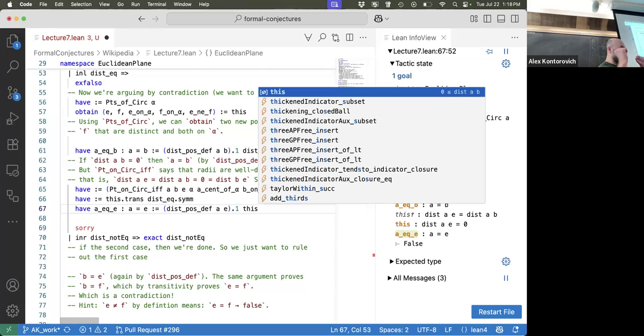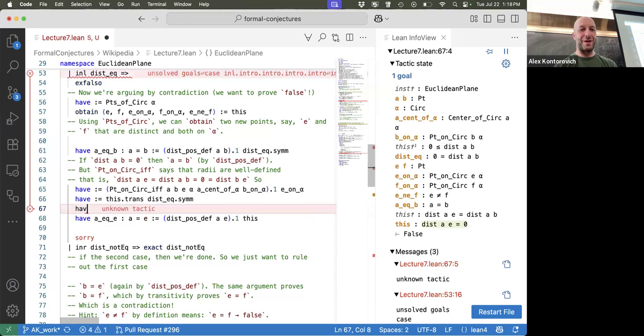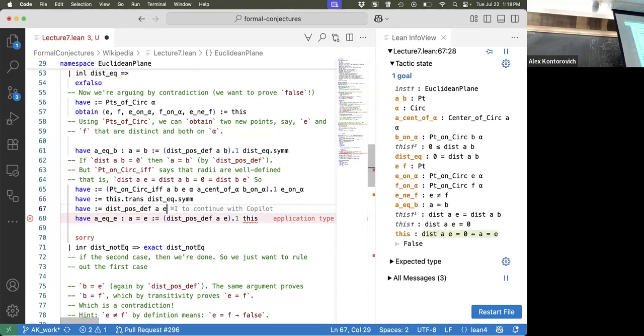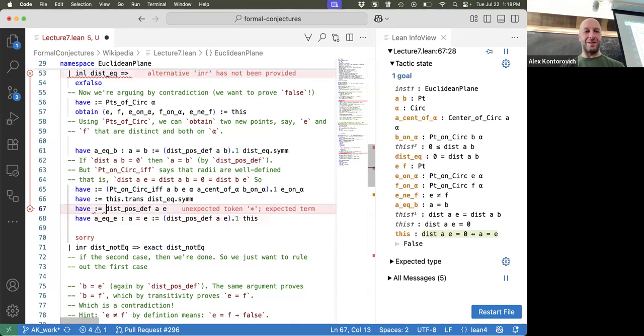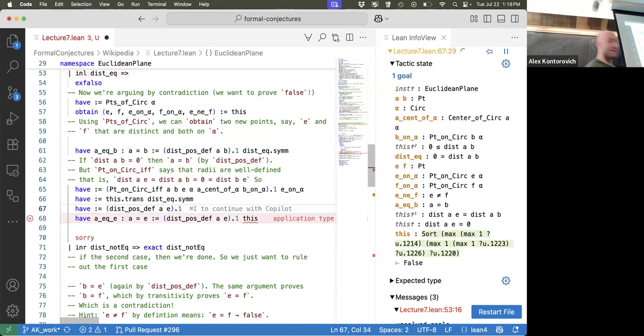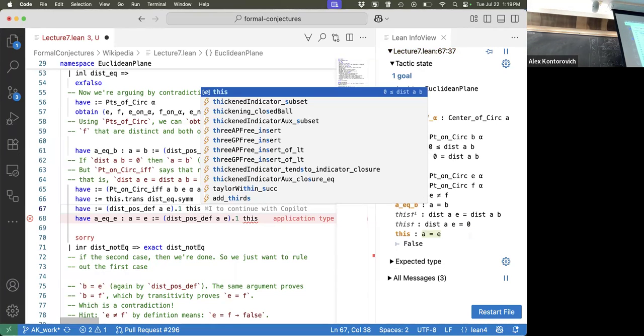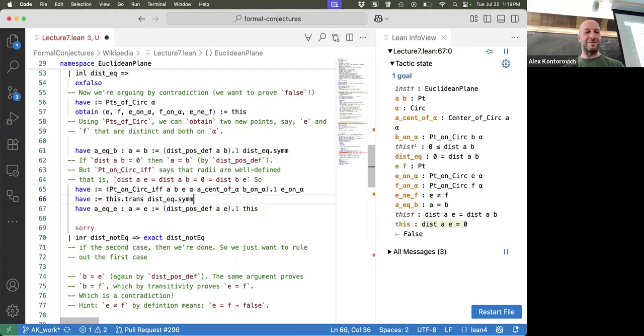Everybody see that? Okay. You want to see what that was? Let's build it up piece by piece. So we have dist pos def AE. That's that the distance between A and E is 0 if and only if A is equal to E. The dot 1 is the forward direction. Do I know that this dist AE is equal to 0? That was the previous line. And now we know that A is equal to E. And so that's what this line is doing. I just gave it a name, and I said, here's what it says. It says that A is equal to E.